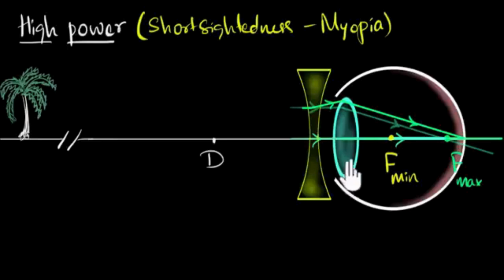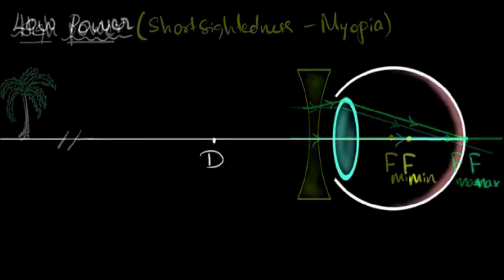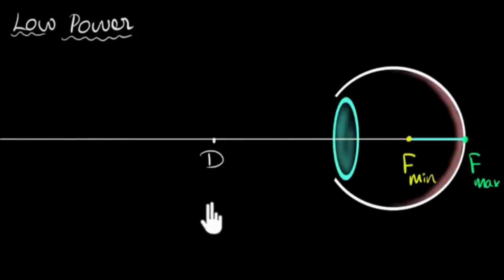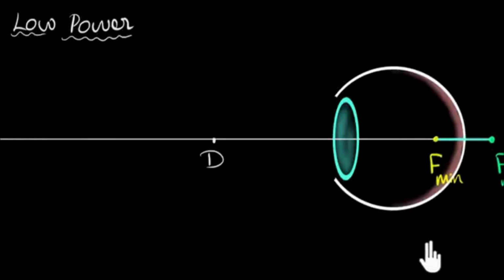Now let's look at the other problem. What happens when our eyes have lower than usual power? Well, the analysis is similar. Now that our eyes have lower power than usual, it means the rays of light will get converged farther than usual. That means all these values of focal length would be higher than usual. So all these values will be a little bit higher than what we have.